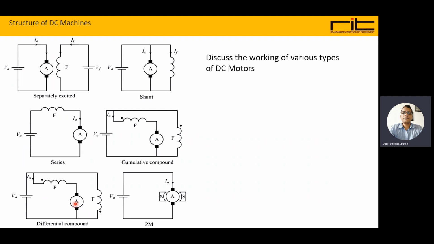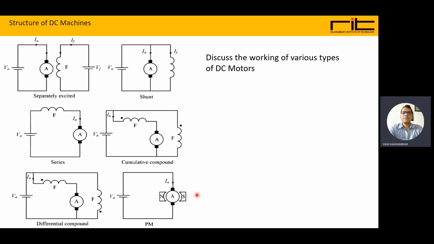In the differential compound, the combination is the same as the cumulative, but the fluxes are now opposite, because we can see, with the dot, current is entering at this point and current is leaving at the other. So the fluxes are opposite to each other and the resultant flux will be lesser, and that is the differential compound.